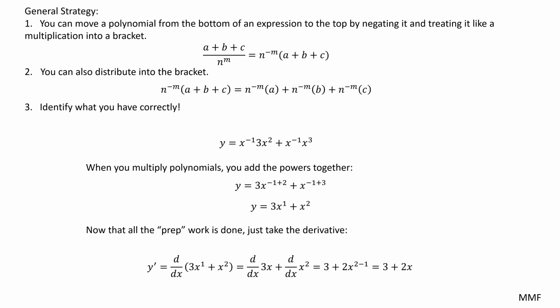Anyways, you can move the d over dx and distribute that across, and you basically are taking the derivative of 3x plus taking the derivative of x squared. 3x is just a first degree polynomial. The derivative of x is simply 1, so you just have 3 times 1. The derivative of x squared is pretty simple. You move the 2 in front, and then you subtract 1 from the power. So you end up with 3 plus 2x to the power of 1.